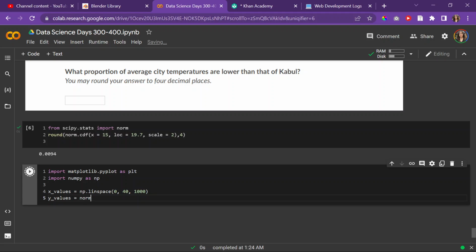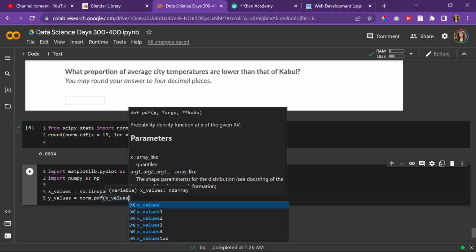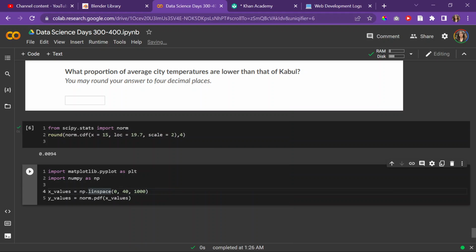And then for my y, I'm going to do norm.pdf, which is a probability density function. The difference between PDF and CDF is that PDF calculates the density at that exact point. So it's going to calculate the density for each of my x values, while CDF calculates the cumulative density. So it's all of the densities together up until that point x. In other words, if I were to do norm.cdf for 15, then it would calculate all of the densities up until 15. But if I do norm.pdf 15, then it would only calculate a density at 15. So that's the gist of it.